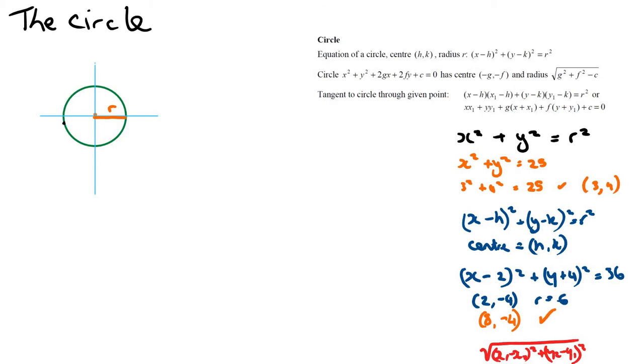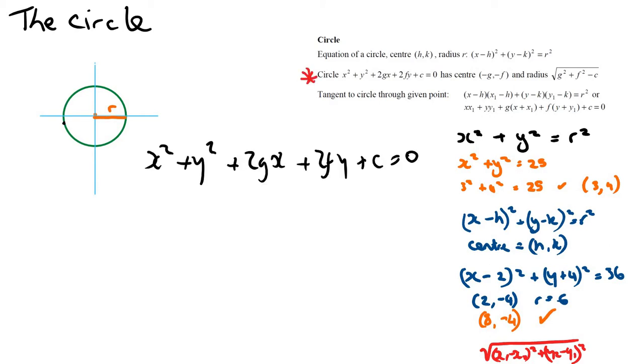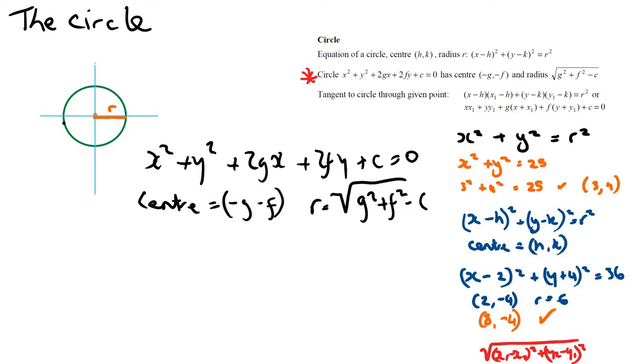And the last way to look at an equation of the circle is actually just expanding out these brackets here, but it's written in a slightly different way. It's this one here. It's the equation where x squared plus y squared plus 2gx, where g is just a number, and 2fy, where f is just a number, plus c, which is a constant, is equal to 0. So the center of this circle is (minus g, minus f), and the radius is equal to the square root of g squared plus f squared minus c.